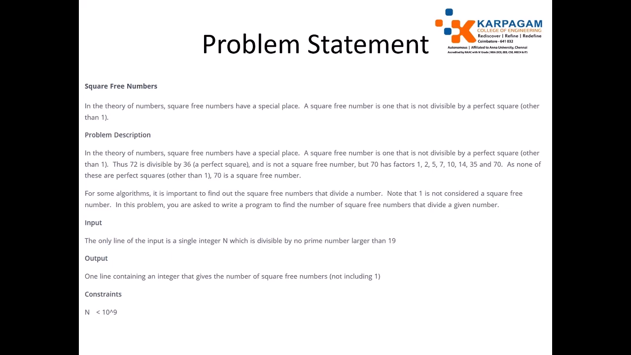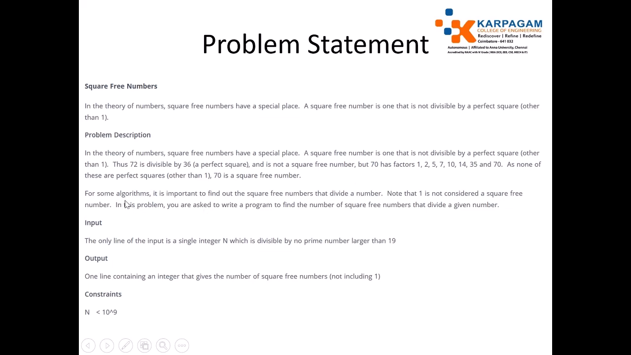In the theory of numbers, square free numbers have a special place. A square free number is one that is not divisible by a perfect square. Thus 72 is divisible by 36, so it is not a square free number. But 70 has factors like 1, 2, 5, 7, 10, 14, 35 and 70. As none of these are perfect squares, 70 is a square free number. 72 is not a square free number, 70 is a square free number. A square free number is a number which is not divisible by any perfect square.